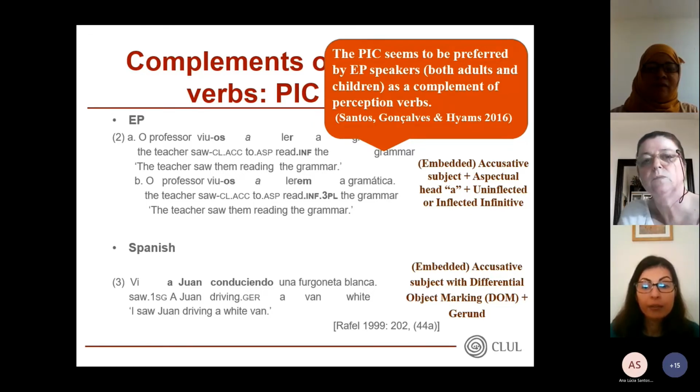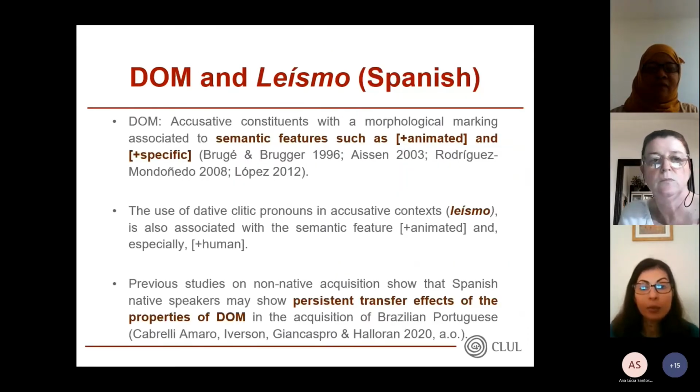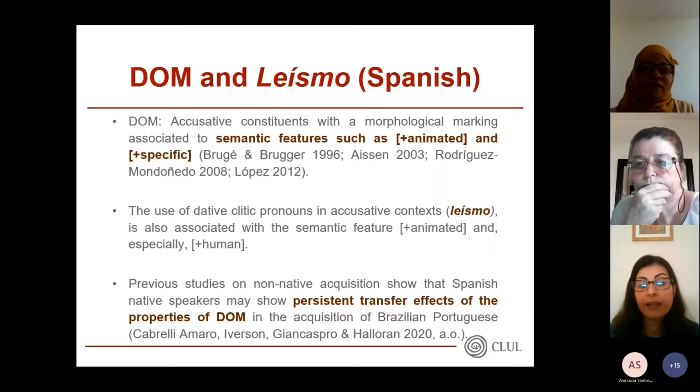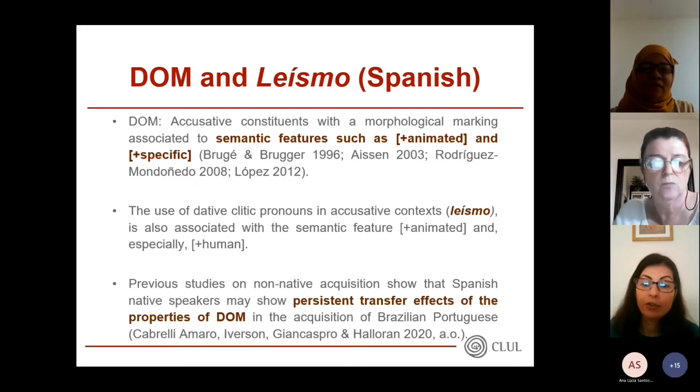And regarding the differential object marking in Spanish, it is important to say that this is a general property of Spanish that affects accusative constituents that are associated with semantic features such as animated and specific. Similarly, we can also find leísmo in some dialects, that consists in the use of a dative clitic pronoun in an accusative context. And this is also associated with the semantic feature animated, but especially the feature of human.